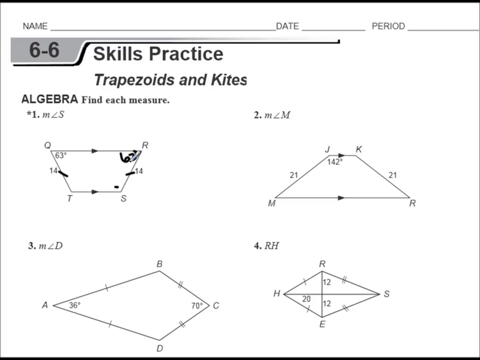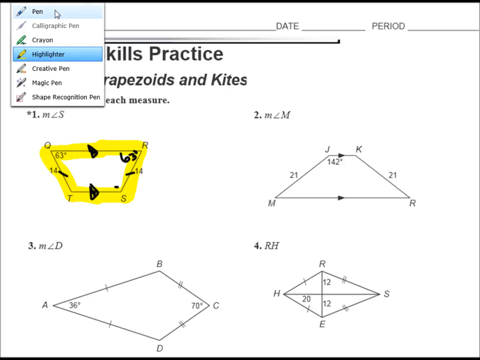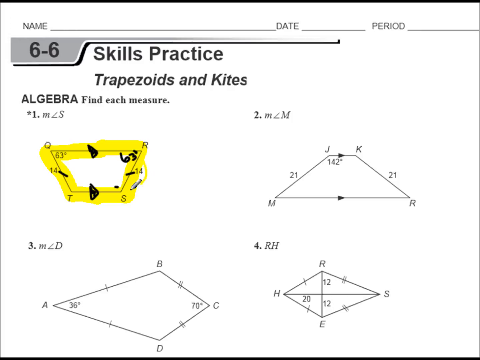They are congruent. And because this is a set of parallel sides here, we have consecutive interior angles that are supplementary. So see, here's your consecutive interior going this way. Here's your consecutive interior going this way. So we do have consecutive interior angles here and here at R and S. So in order to find out the measure of angle S, we would subtract 63 from 180 degrees, and we would get a total of 117.